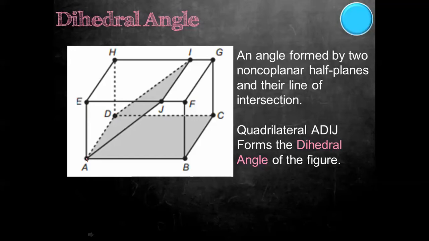If we look right here, our line of intersection is AD, because this quadrilateral ADIJ forms the dihedral angle with ABCD. So this is our line of intersection. The reason we call this a half plane is, think of it as ABCD. It's going to extend out this way, and ADIJ is going to continue out this way as well. So this line is our line of intersection. This is where these two planes intersect.